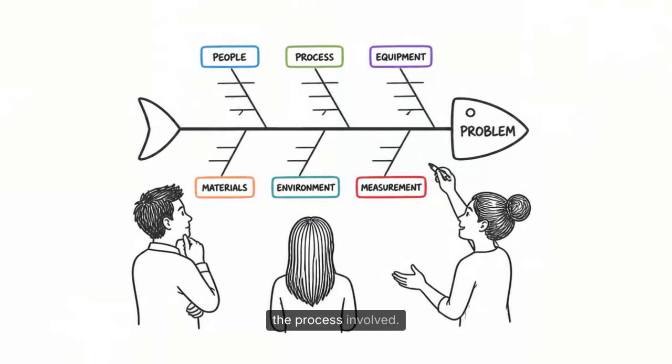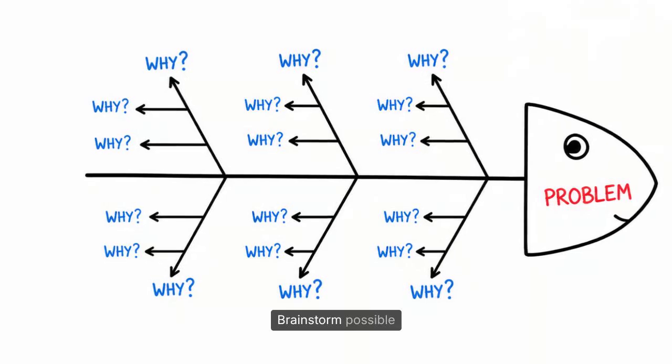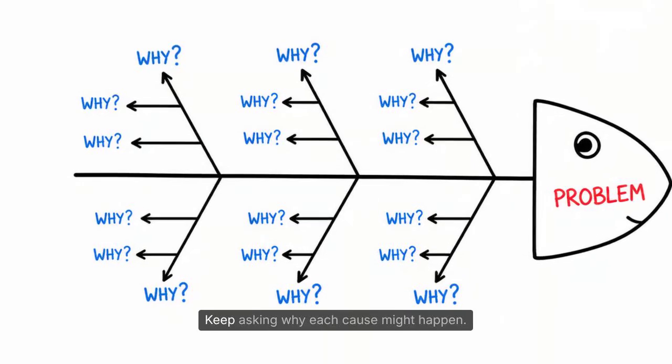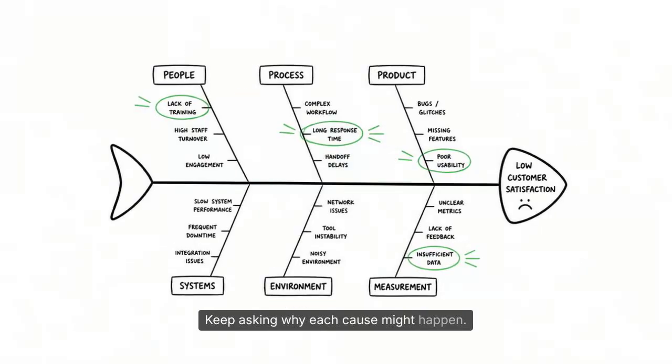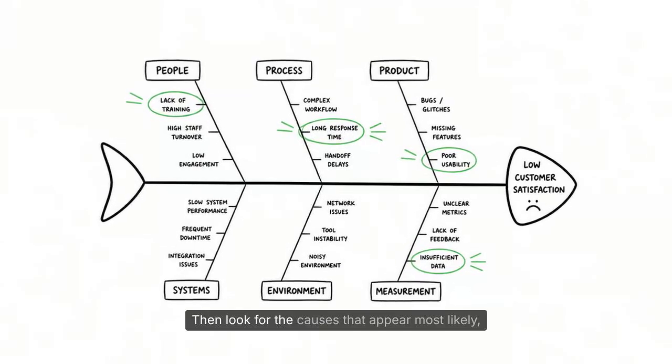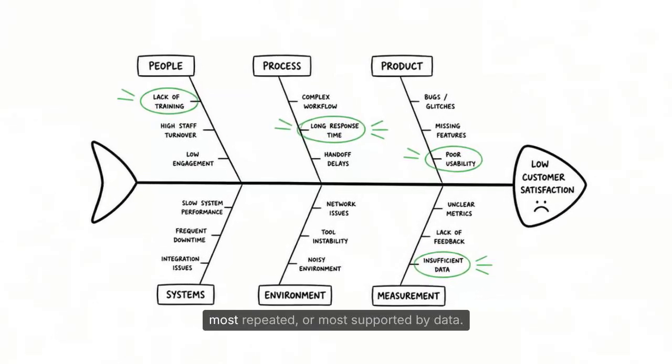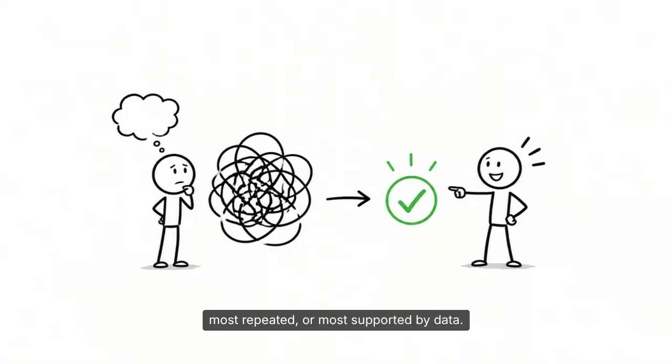Get the people who understand the process involved. Brainstorm possible causes under each section. Keep asking why each cause might happen. Then, look for the causes that appear most likely, most repeated, or most supported by data.